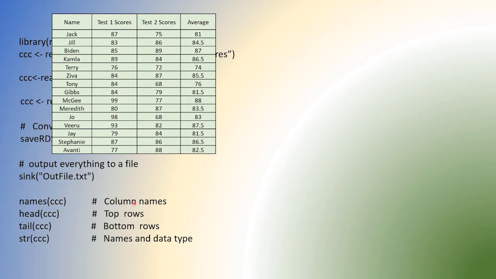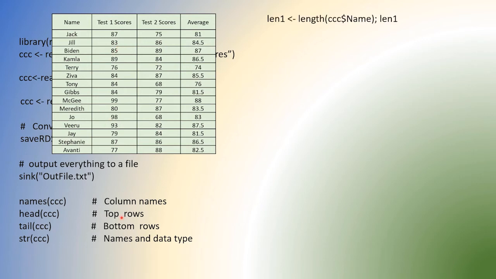This will give you the column names. This will give the top few rows. I think 5 or 6 rows it gives you, the top rows. Tail will give you the bottom rows. And the structure, str, will give you the names and the data type. So for instance, it will give you all the names. And this will be character, this could be integer, and so on.